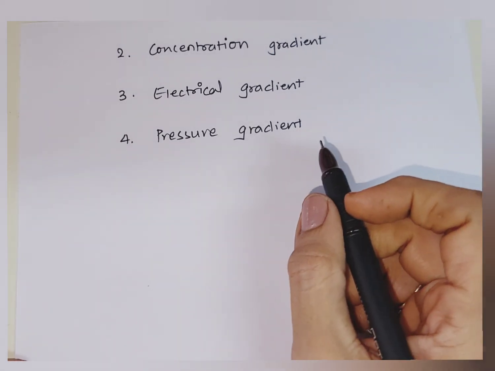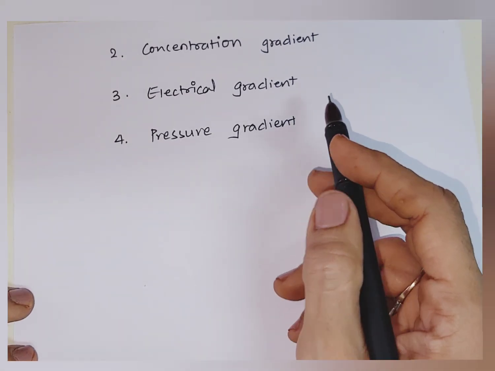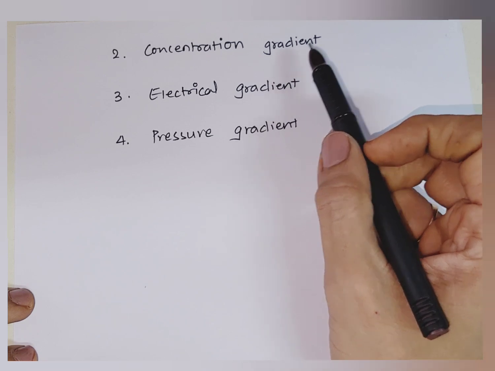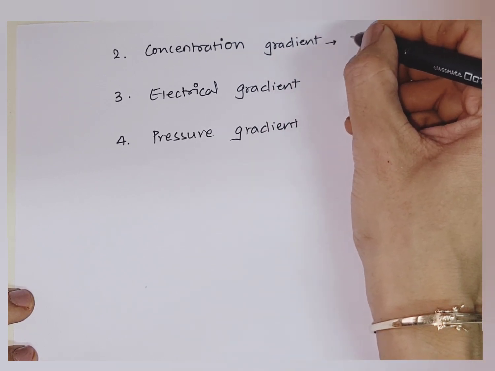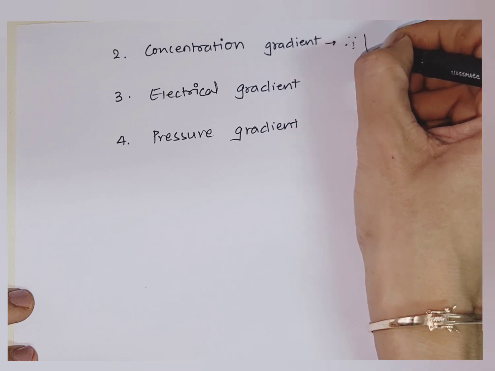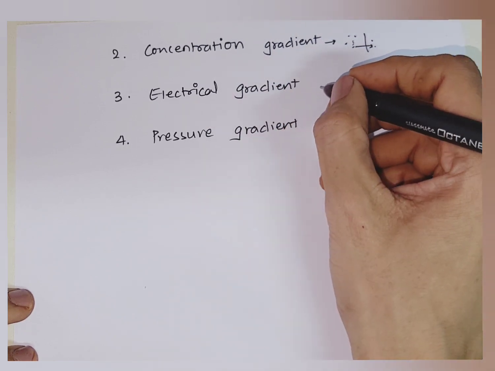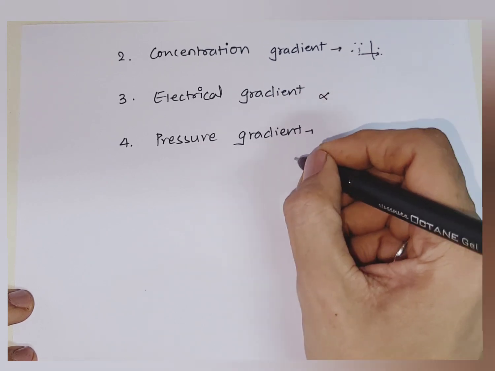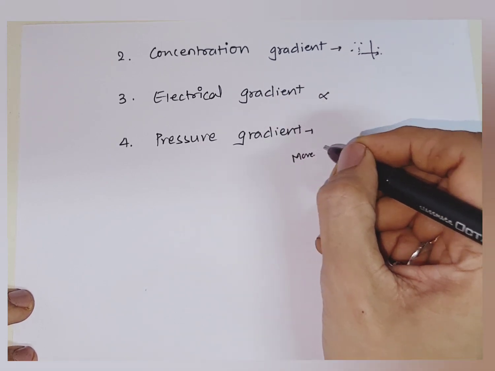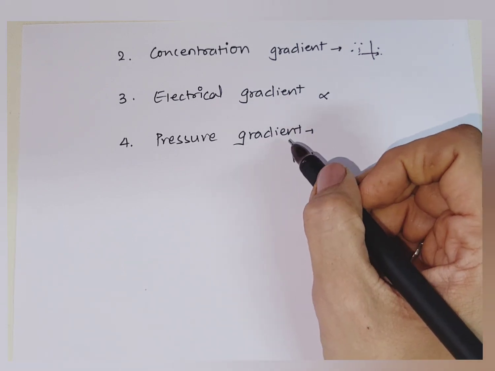First factor we discussed is permeability of the membrane. The second factor required for diffusion is concentration gradient. Rate of diffusion is directly proportionate to the concentration gradient. If there is more concentration this side and less this side, then diffusion is fast. Electrical gradient is again directly proportionate, from negative to positive side. Pressure gradient, from more pressure to less pressure. So 4 factors: permeability of the membrane, concentration, electrical and pressure gradient.